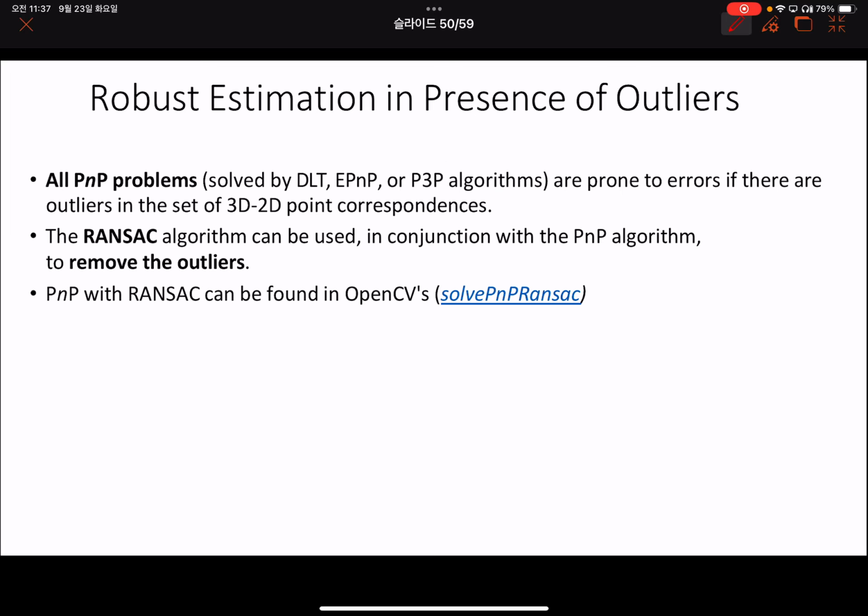And all PnP problems solved by DLT, EPnP, or P3P algorithms are prone to errors. There can always be errors and noise. So we use the RANSAC algorithm. We haven't learned this, but we use the RANSAC algorithm to remove the outliers.